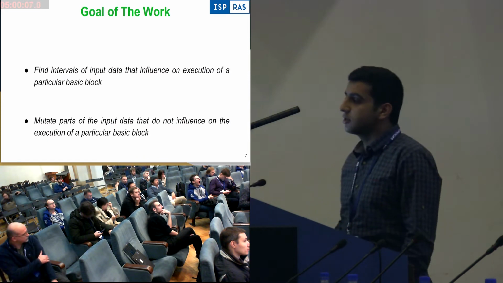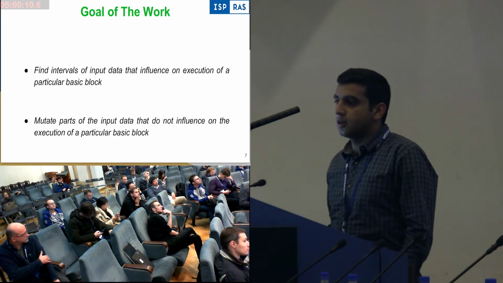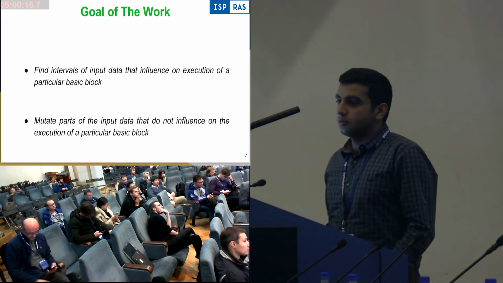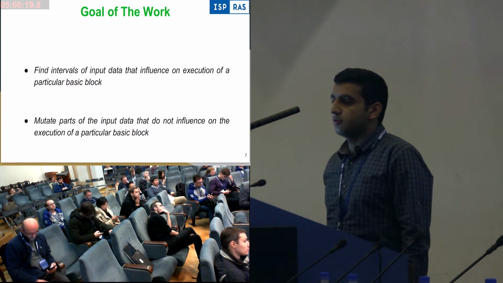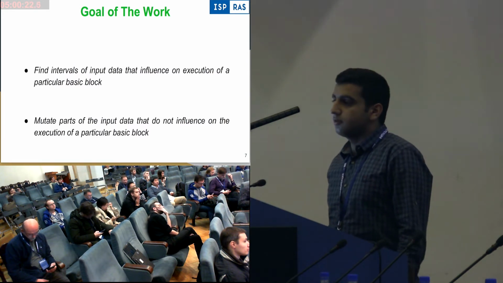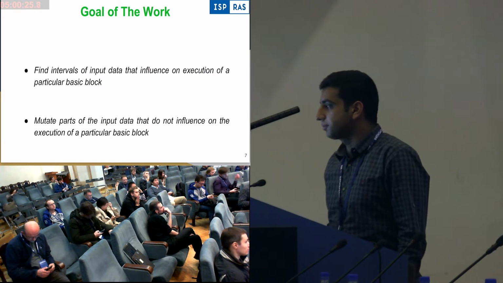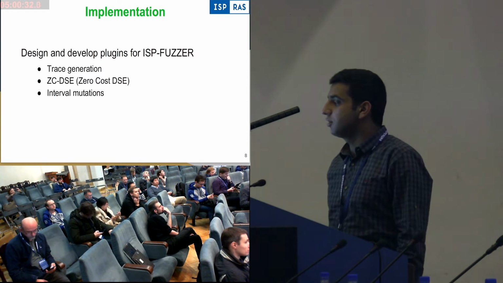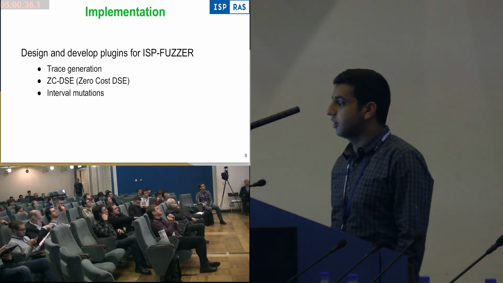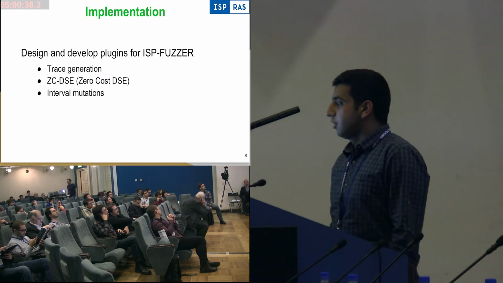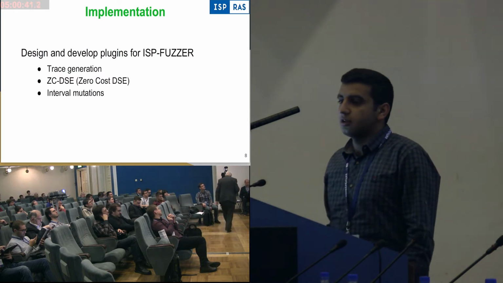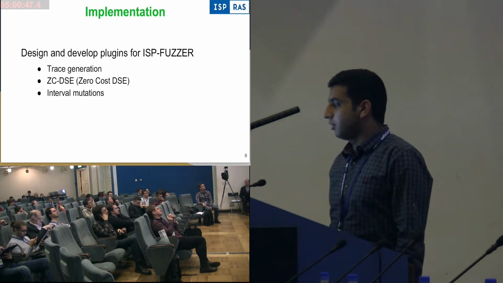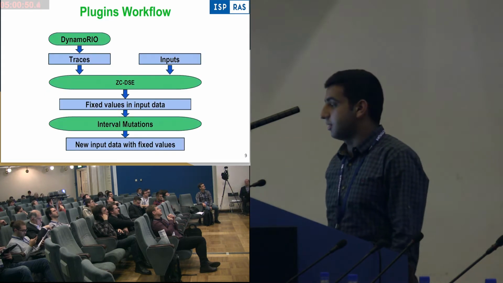And the task of our work is to find what intervals of input data impact the execution of specific basic blocks. Then apply mutation for all intervals of input data that do not impact specific basic blocks. To tackle this task, we implemented 3 main plugins. First, trace generation. The next plugin decides what parts of input data will influence basic blocks execution, and the last is interval mutation.